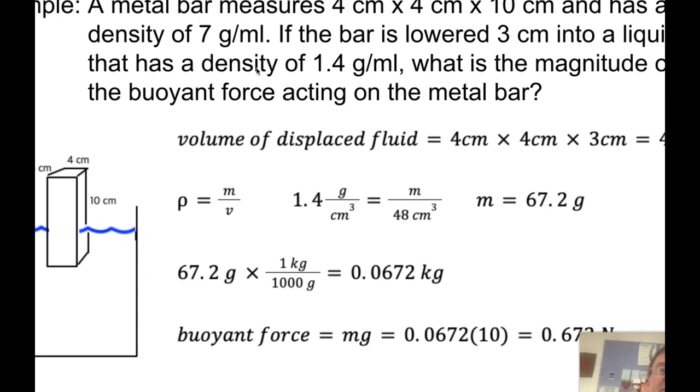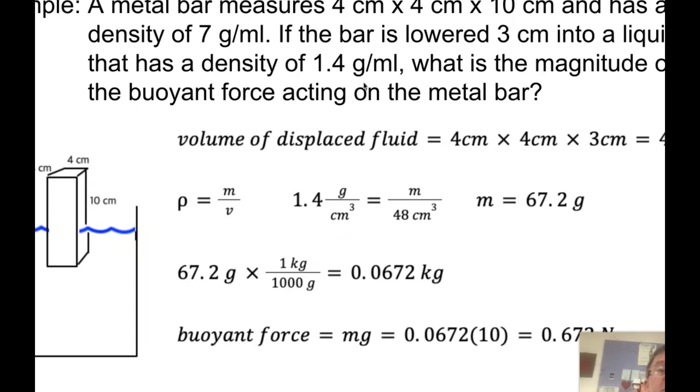So I was given these units, I'm just going to go with those. So how much of this is actually submerged? Well, it's going to be 4 by 4 times 3, which gives me 48 cubic centimeters. Okay, so I'll say, well, density equals mass over volume.